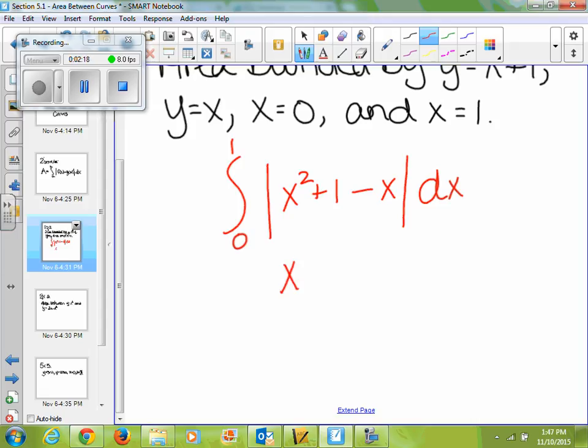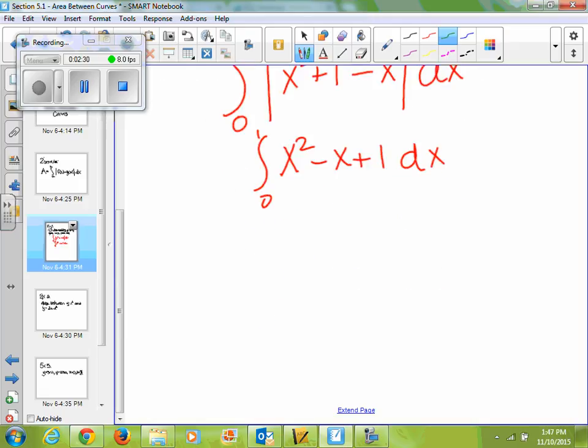Okay, so if I simplify that function, I get x squared minus x plus 1 dx. And I'm still integrating that from 0 to 1. If I remember my formula for integration, then this would integrate to 2 plus 1 is 3, so x cubed over 3, minus 1 plus 1 is 2, so x squared over 2. And 1 integrates to 1x, so x, from 1 to 0.